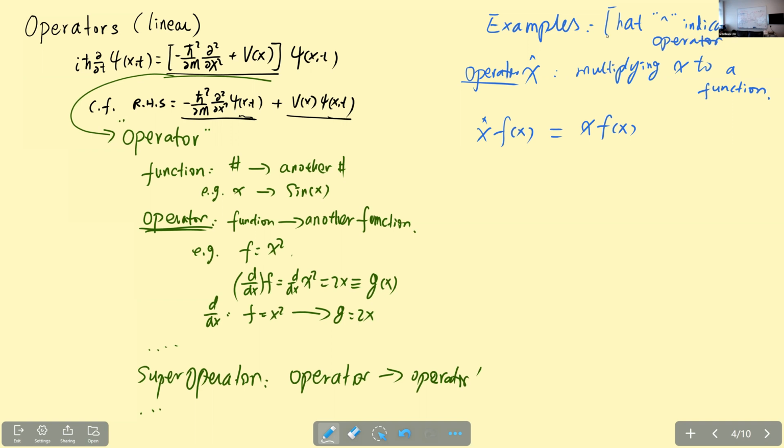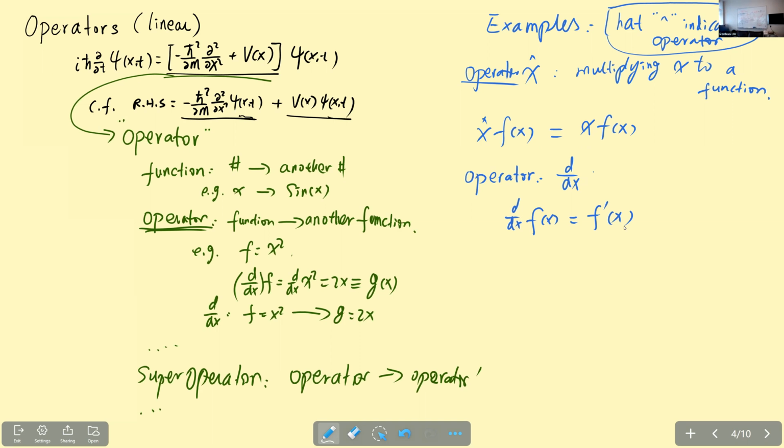Okay. Right. And then you can say another operator. You can have d over dx acting on f(x), so that equals the differential of this one, right? So this is another operator, okay?